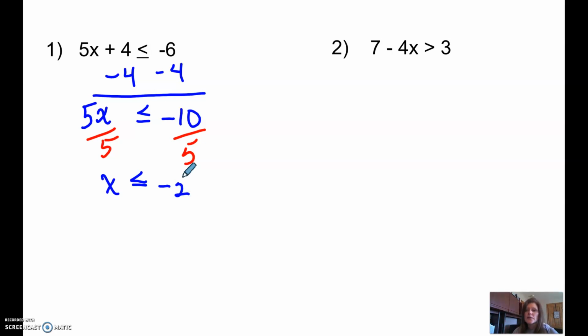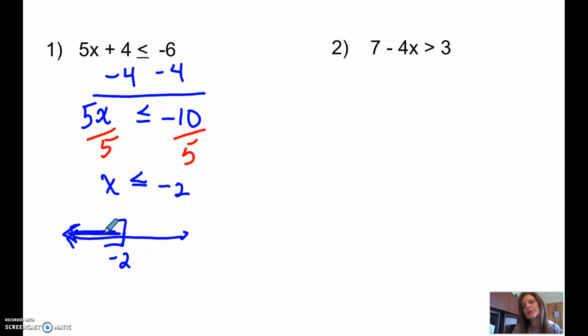Big point. It has nothing to do with what kind of answer I get, whether or not I flip the symbol. The only time I ever flip that inequality symbol is when I'm actually dividing by that negative number. So in this case, I didn't do that, and I didn't flip any symbols. Here's my negative 2. You should have shaded to the left and put a bracket on the negative 2. What about the next one?